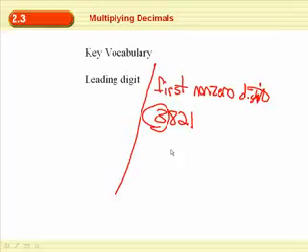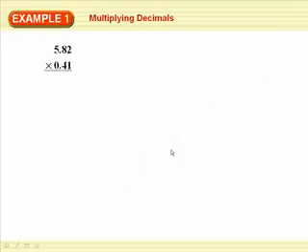So that's the leading digit. We'll talk about rounding numbers. That's usually where we use the leading digit, you round to the leading digit. So we'll talk about that as we come to it. And we will move to the first one, example number 1. Before we do that, I want to point out the key concept box.